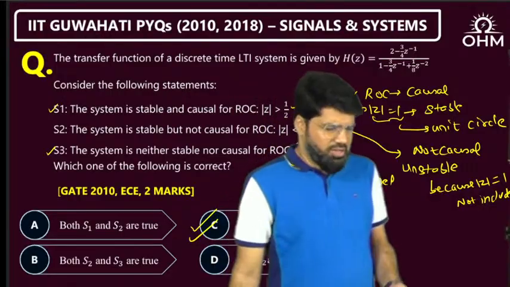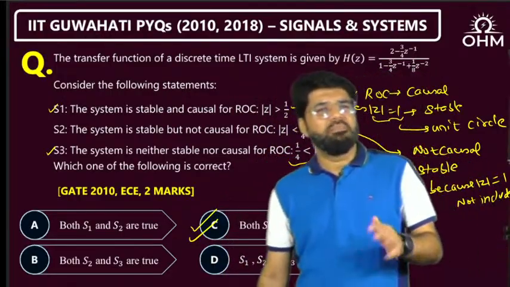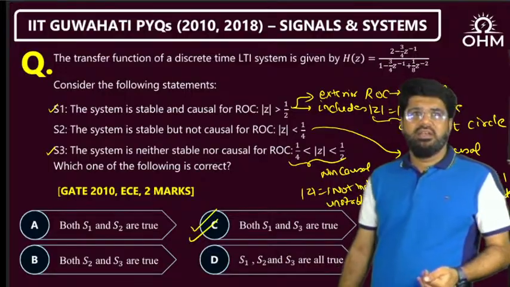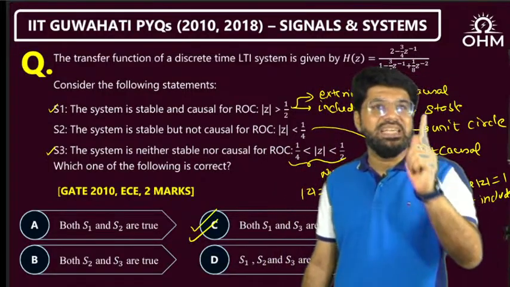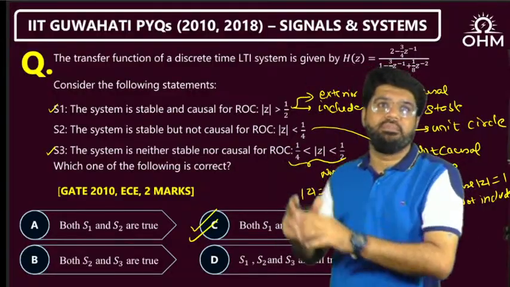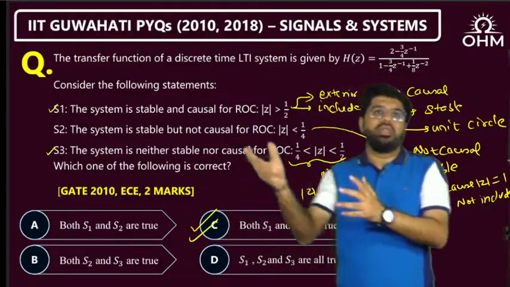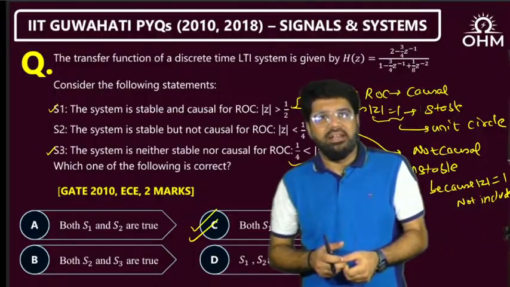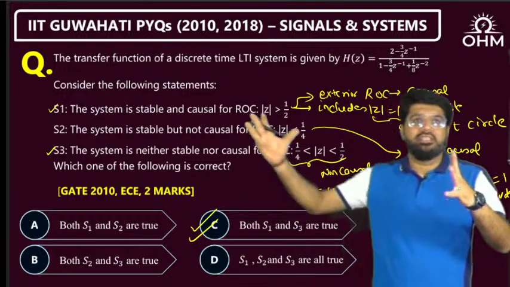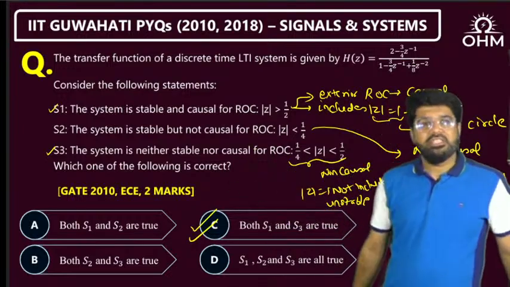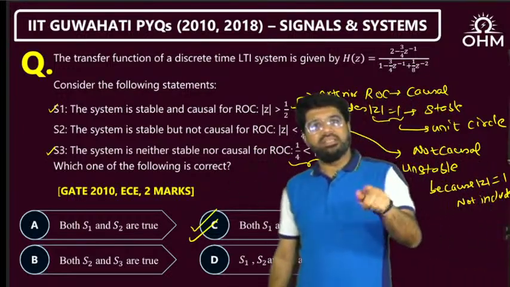Not only in GATE 10, these conditions have appeared multiple times in previous years in different questions. The ROC of a causal system is exterior of a circle, mod z greater than something, and that too greater than the outermost pole, because we know a pole cannot come inside the ROC. So if you are going greater, then you have to go outside the outermost pole, the largest pole. And for a system to be stable, the ROC must include the unit circle.